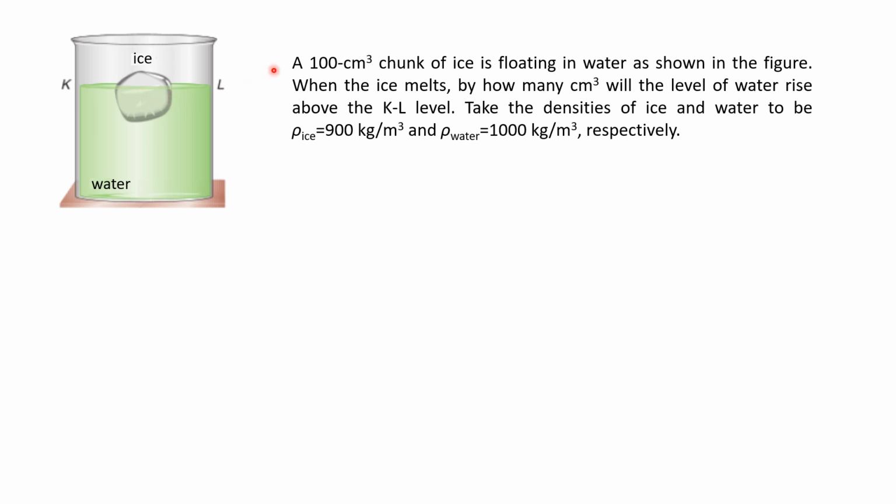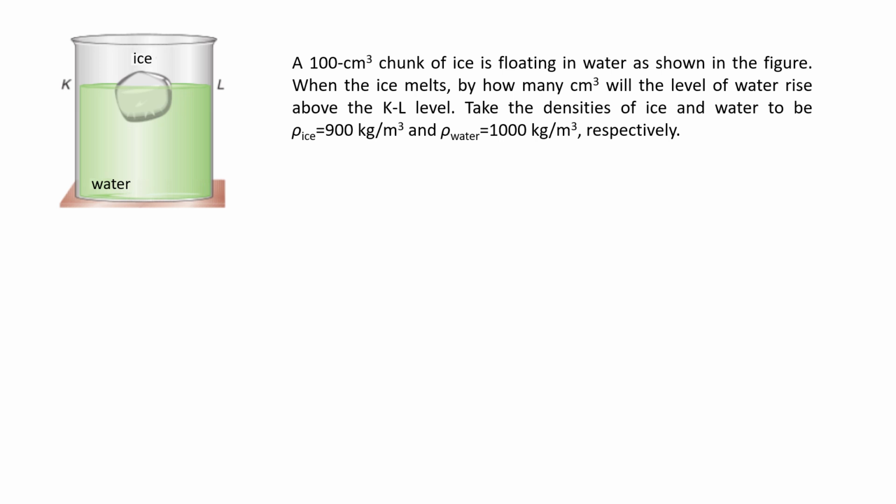A 100 centimeter cube chunk of ice is floating in water as shown in the figure. When the ice melts, by how many centimeter cubes will the level of water rise above the KL level? Take the densities of ice and water to be 900 and 1000 kilograms per meter cube respectively.